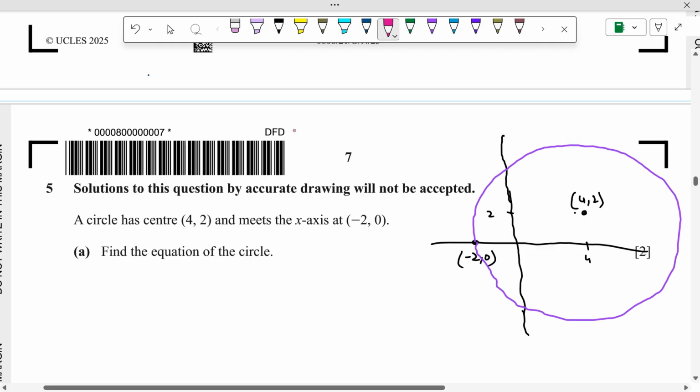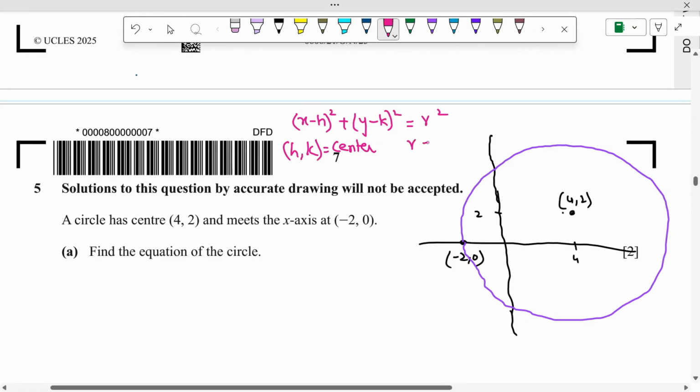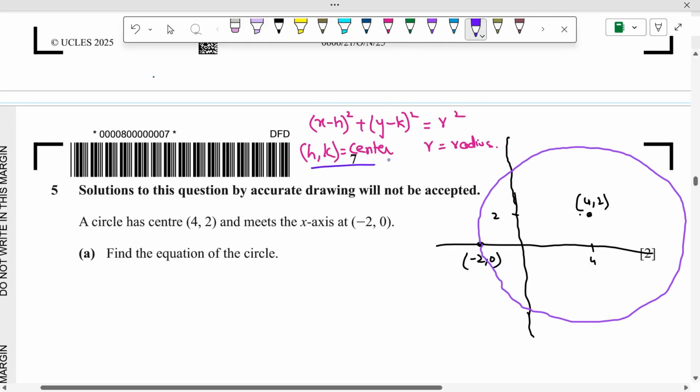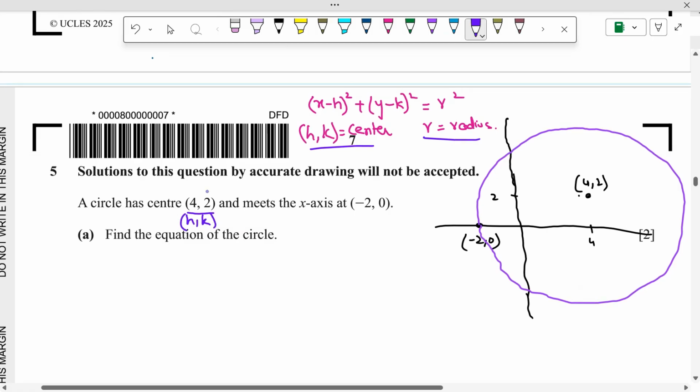We know that the circle equation is (x minus h) whole square plus (y minus k) whole square equals radius square. This is the equation of a circle where h and k are the center, with r as the radius. To have the equation of the circle, we should have the center and the radius. The center is already given. This means this is h and k. We need to find the radius.